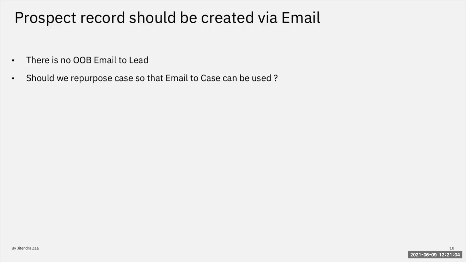Okay, the prospect record needs to be created via email. Now we know that there is no out-of-the-box email to lead. There is email to case, but no email to lead, right? Now the question is, should we repurpose case because it makes our life easier? Again, I'm not going to answer the question here. Think about it, and you will know where I'm forcing all of you to think, where and how we are making a decision on the objects. Next question.